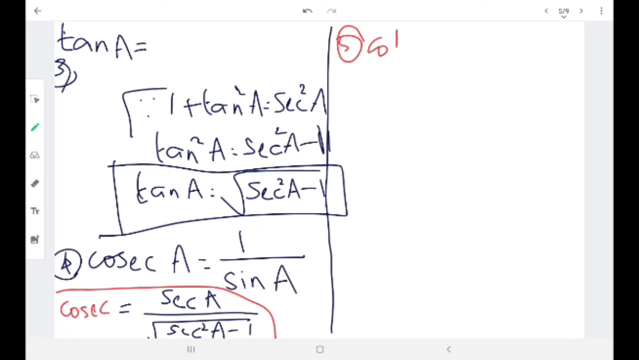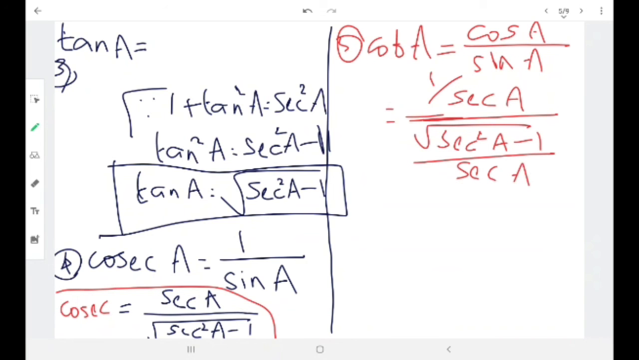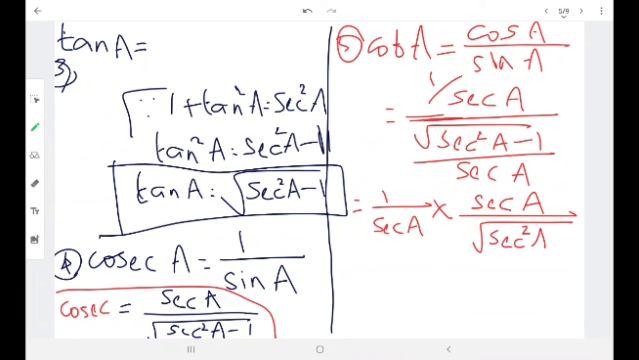Cot A. We know that cot A is equal to cos A by sin A. That is 1 by secant, as cos is a reciprocal of secant. And sin A, we have already found, is equal to root of secant square A minus 1 by secant A. So it is equal to 1 by secant A into secant A by root of secant square A minus 1. Secant A gets cancelled. The answer will become 1 by root of secant square A minus 1. This is for cot A.